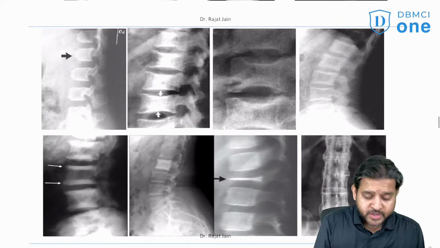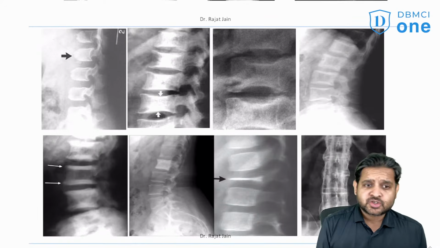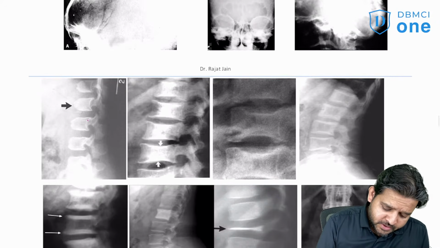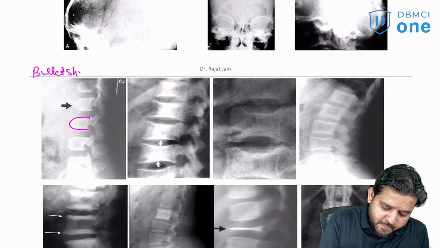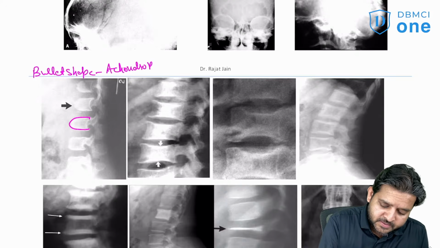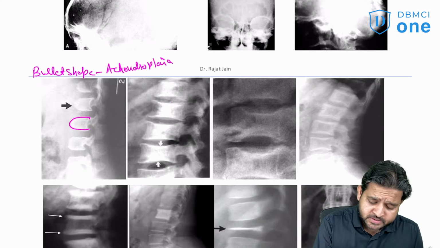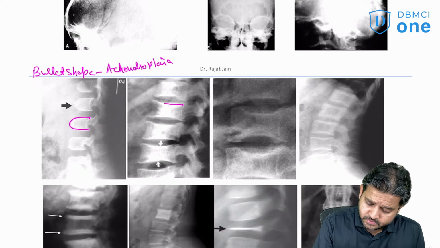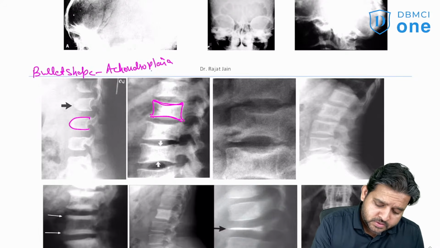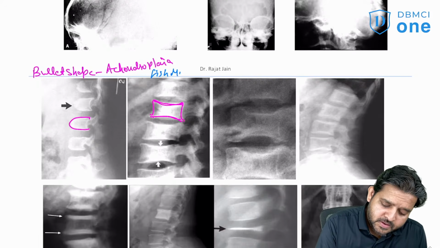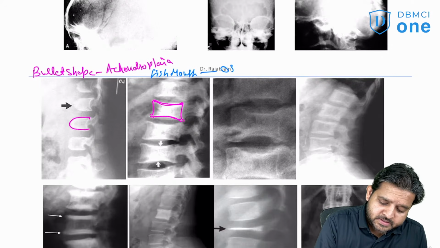Similarly, shape of vertebrae are also something that should be on your tips once you're going for the exam. So what is this? This is called as bullet shaped vertebrae, and a bullet shaped vertebrae is seen in achondroplasia. Okay, what is this called as? This is called as fish mouth appearance. Fish mouth appearance is seen in osteoporosis.